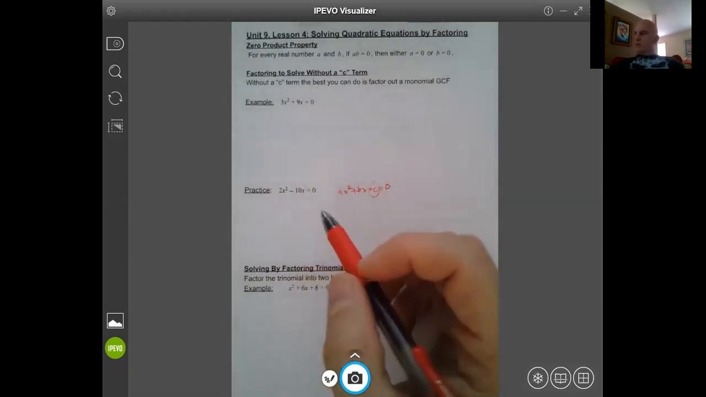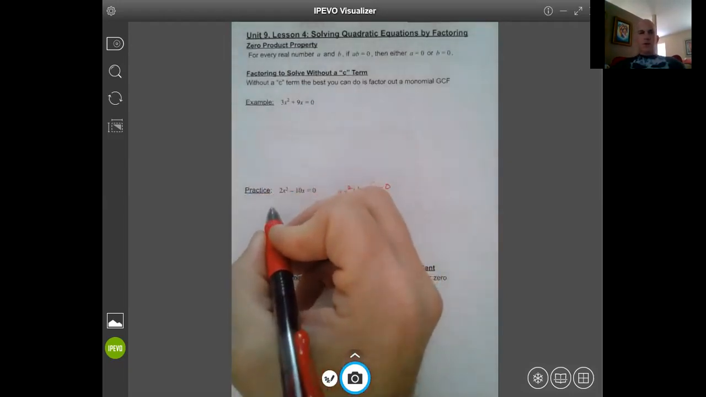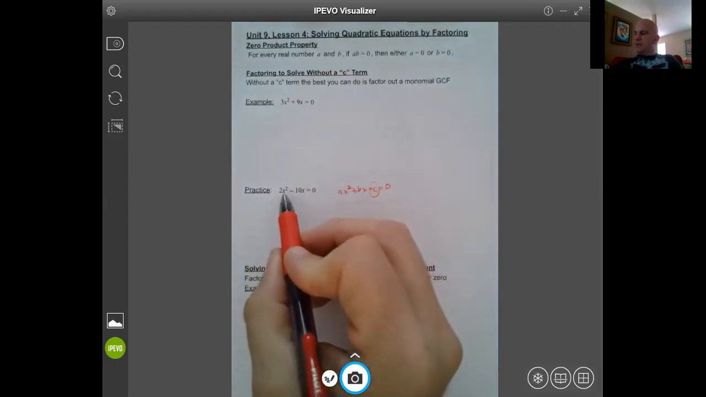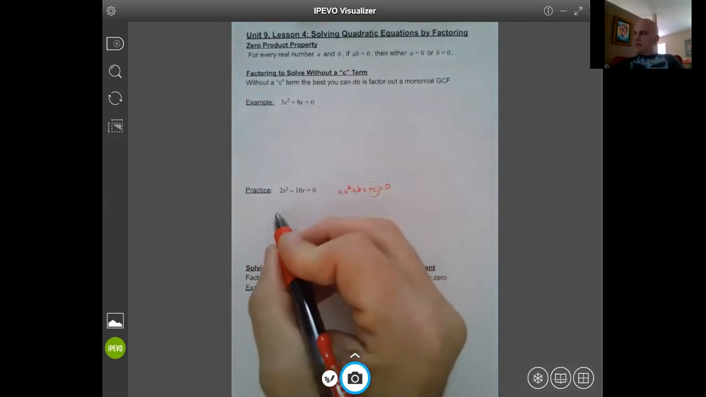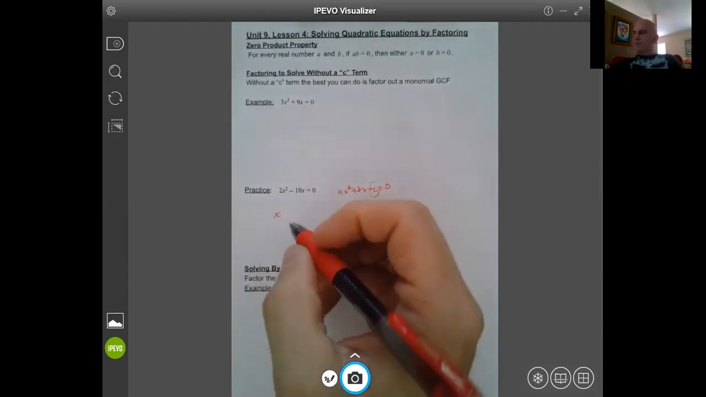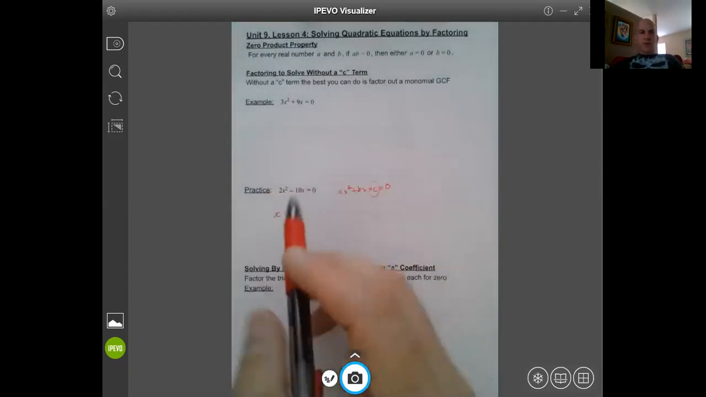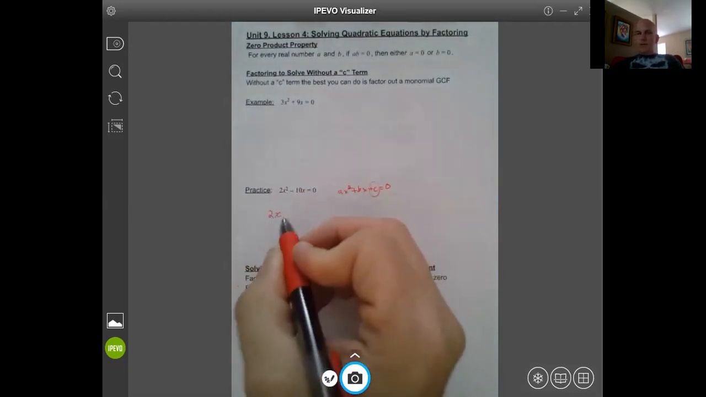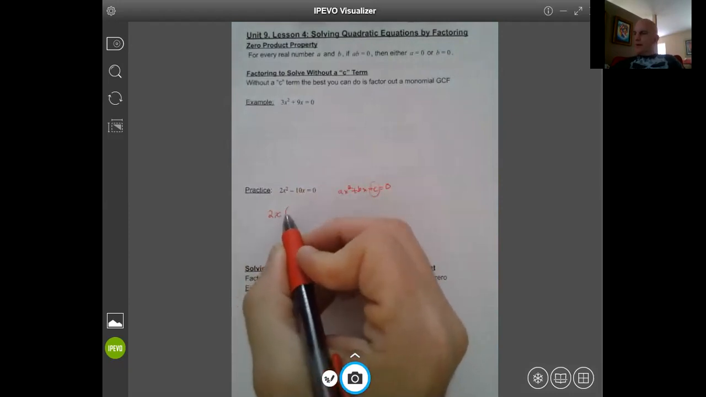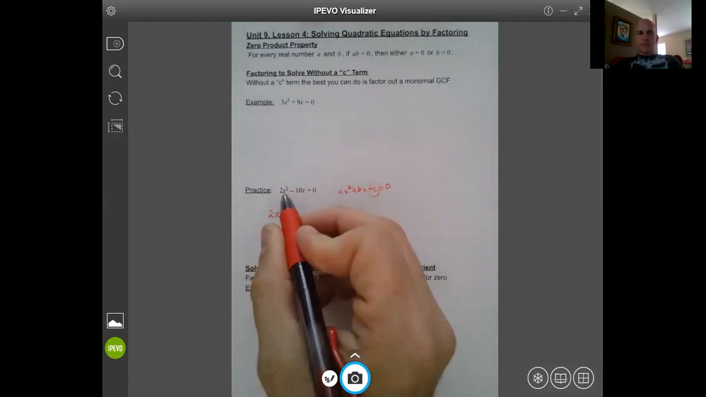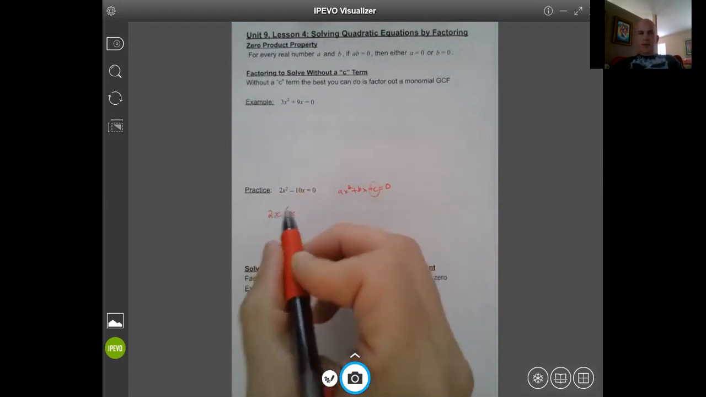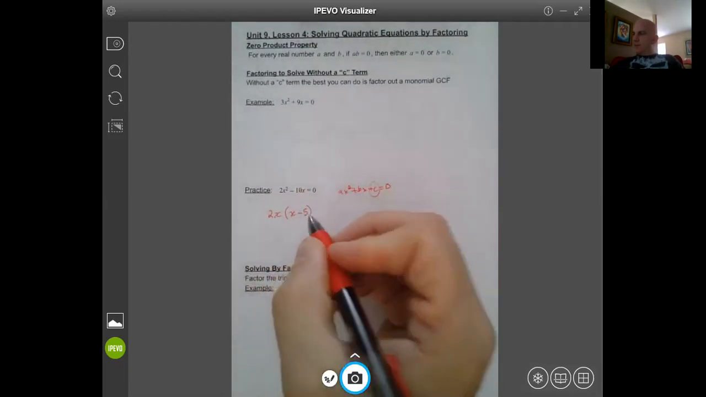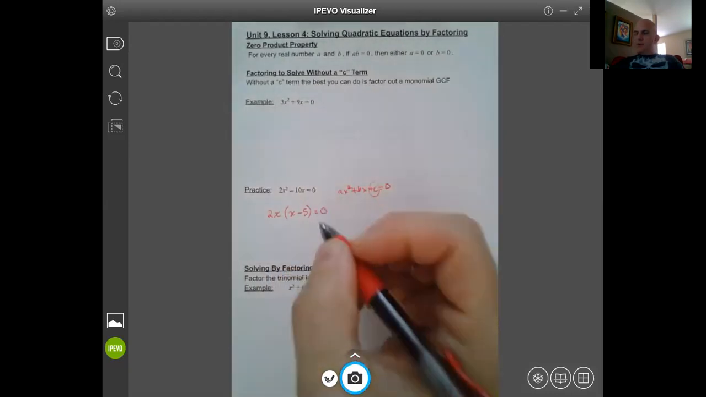To factor this, we would need to break it into just the GCF, whatever the GCF is. When we have an ax squared term and a bx, x is always going to be part of the GCF. The other part is going to be whatever the numbers are. In this case, 2 and negative 10 have a common factor of 2. So that's our GCF. If we factor out 2x from 2x squared, what's left is an x. And if we factor a 2x out of negative 10x, we get a negative 5. So that whole thing is equal to 0.